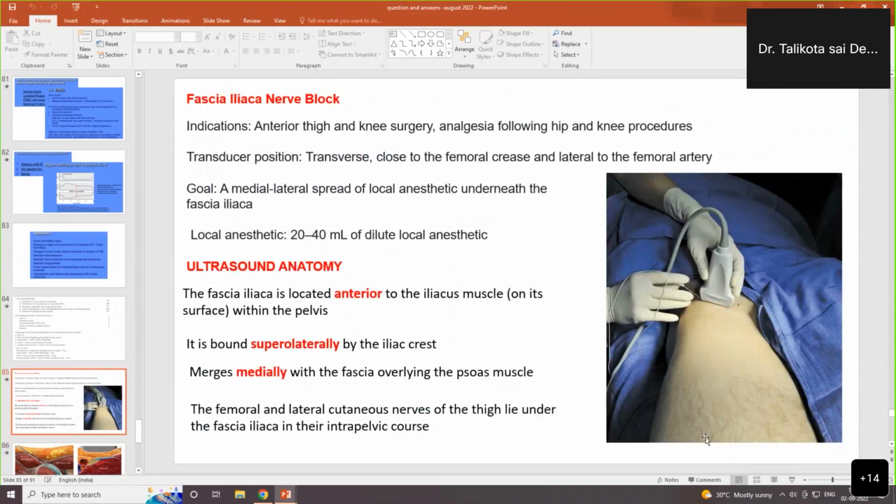So, is it visible now? The screen? Yes, sir. Yes, visible, sir.